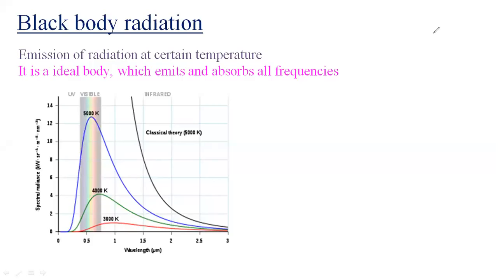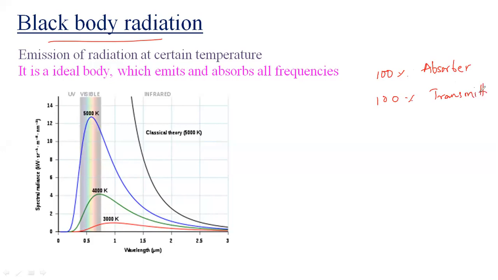So my dear students, today we will discuss black body radiation. In the last class, I told you about the black body. Now we will discuss black body radiation. First of all, you should understand the black body. It is a 100% perfect absorber and also a perfect 100% transmitter.